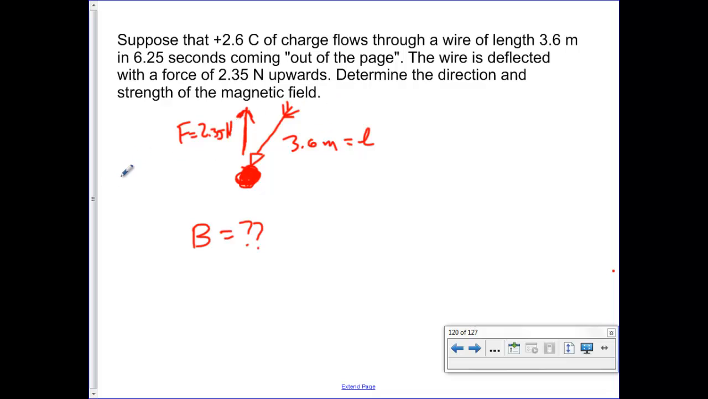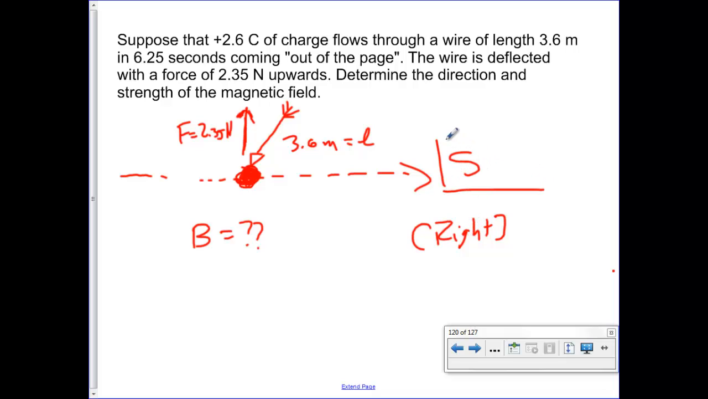Alright, so first thing we know then is that the field itself is going that way. So the field is going to be going right. Maybe if I were to draw magnets, this would be like a south end of a magnet, and this over here would be the north end of a magnet. Does that make sense? So the field is going from north to south.